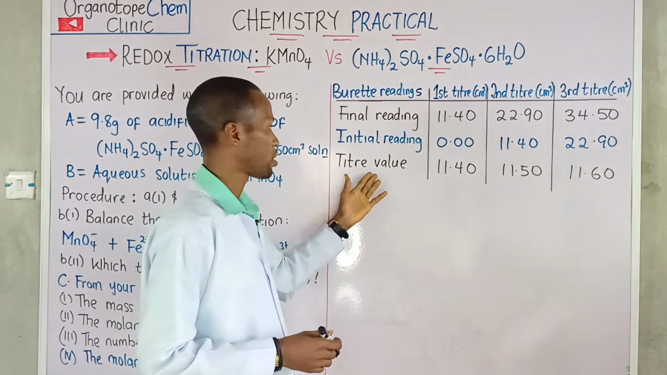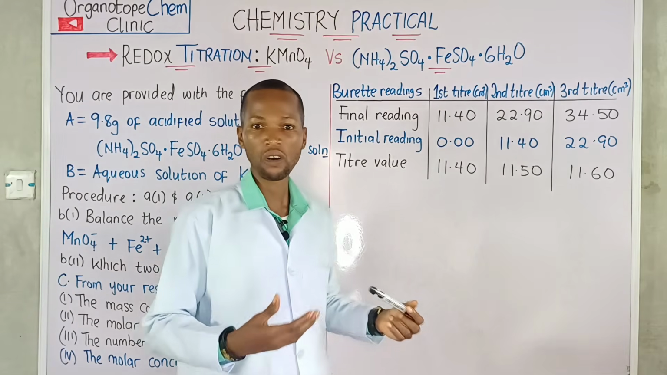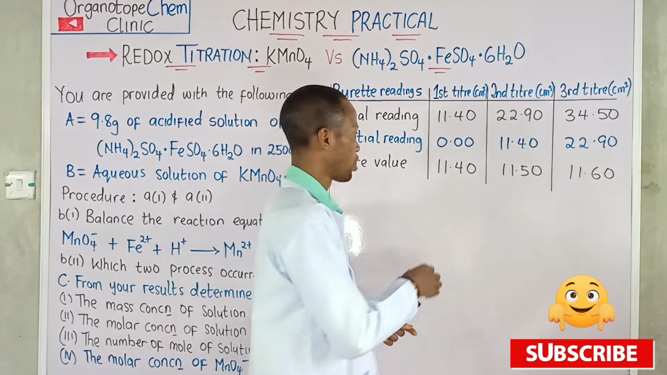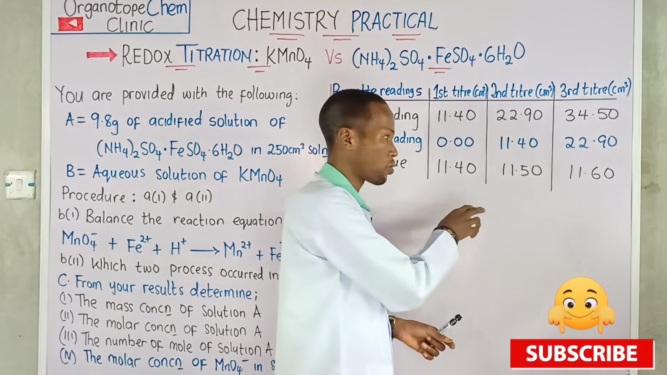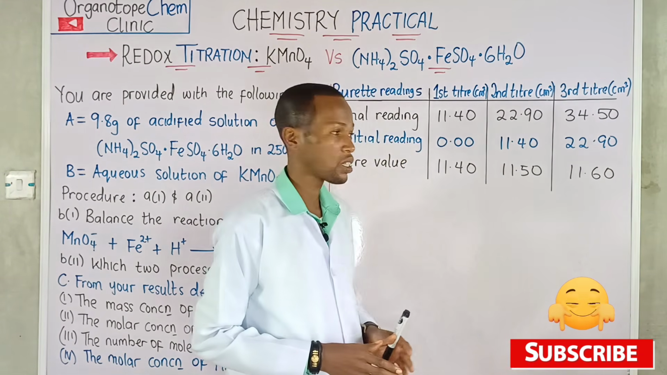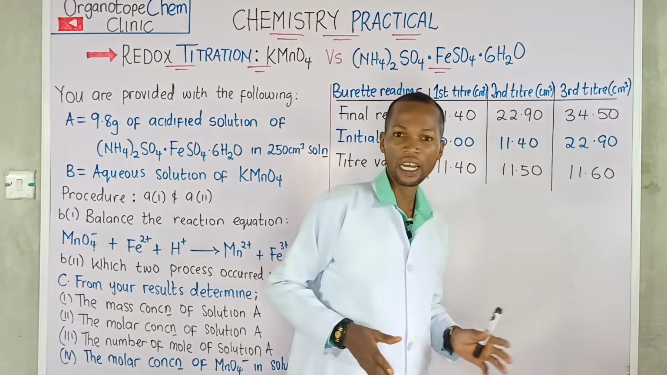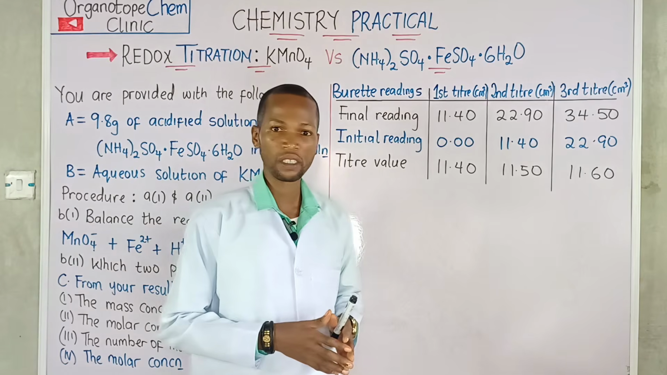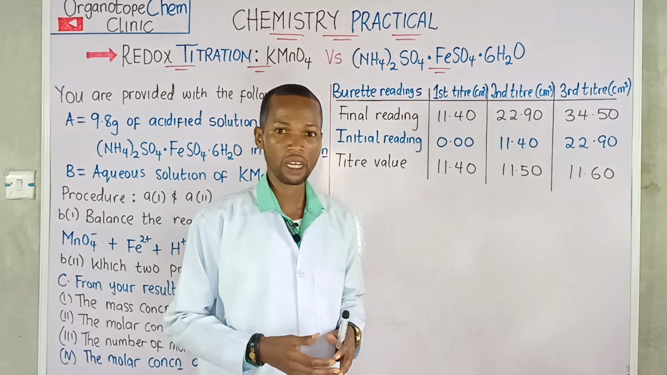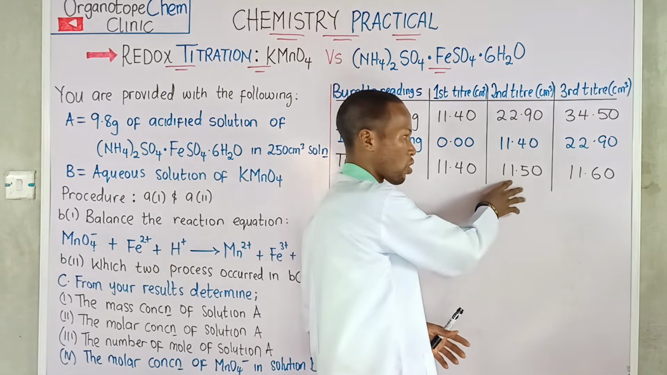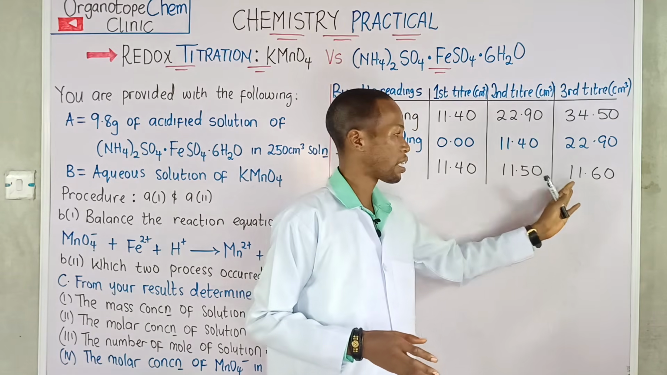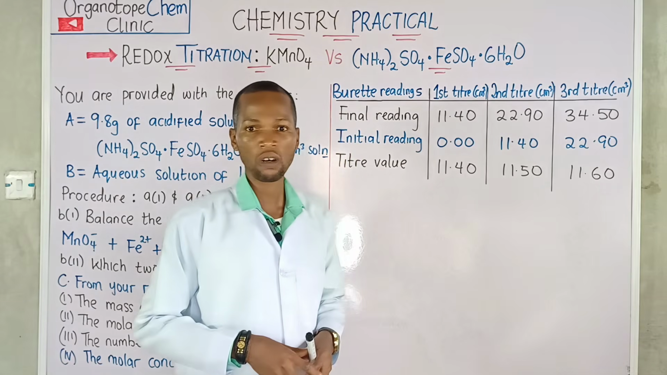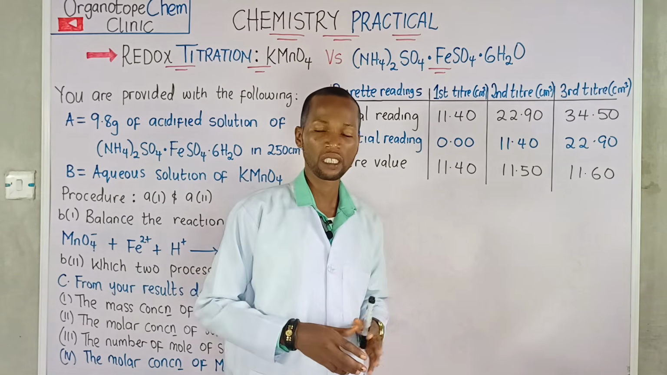How do we determine the average titre value? We are expected to pick the concordant values in our titration. So can we identify the concordant values? We have 11.40 is concordant with 11.50, and 11.50 is concordant with 11.60. Concordant values have a difference of 0.1 plus or minus 0.1. Okay, so the 11.40 is concordant with 11.50, and 11.50 is concordant with 11.60. So we just pick any two concordant values to determine our average titre value.